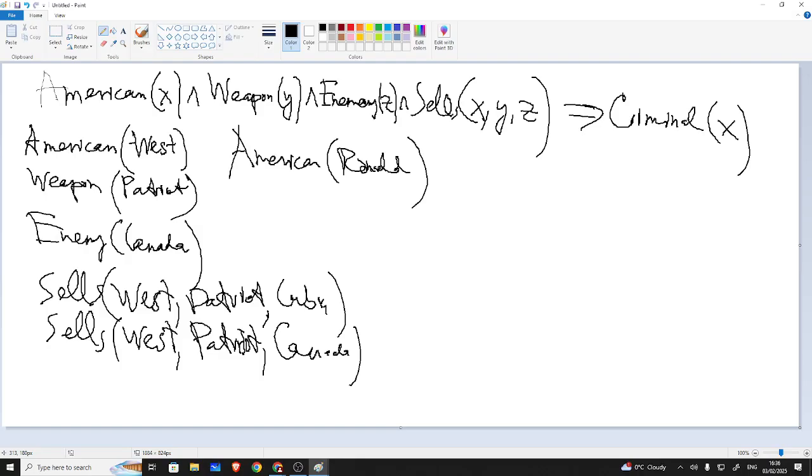Now, if we happen to use West, then it's easy. Then we need somebody's weapon. Oh yeah, there's Patriot. And then there's enemy Canada, or no other definitions. So then we have, here's a fact, and it all nicely plugs in.